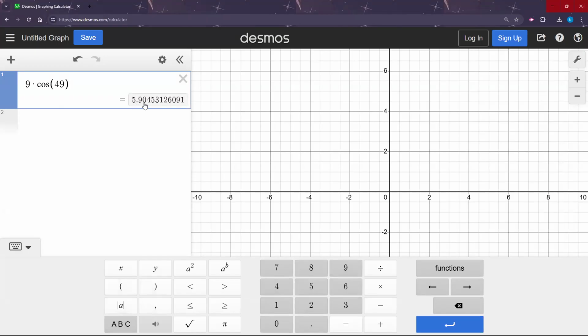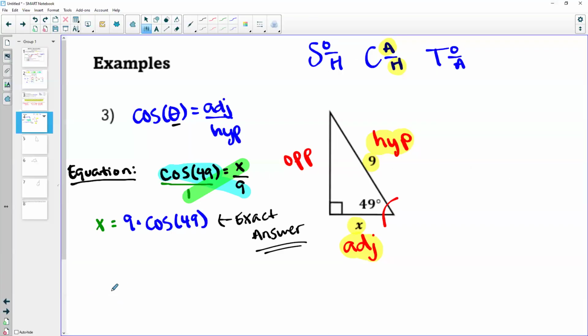We have 5.9045312691. Now what we typically do here is we round to the nearest two decimal places. So rounding to the nearest two decimal places, I'm looking at the 90, and then I'm looking at the number afterwards. If that following number is 5 or more, then it rounds up to 0.91. If it's less than 5, which here it is, then it stays as 0.90. So our answer here is x is approximately 5.90. And so this is how we solve for missing sides using trigonometry, okay?